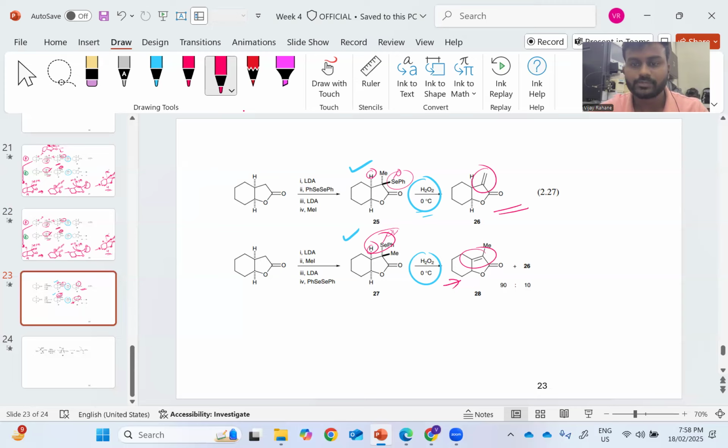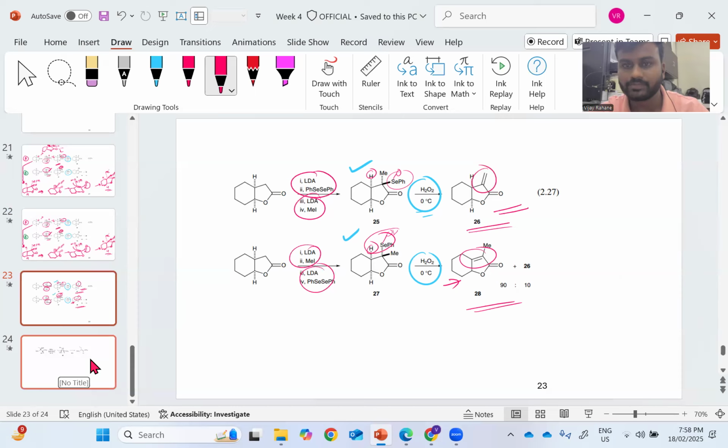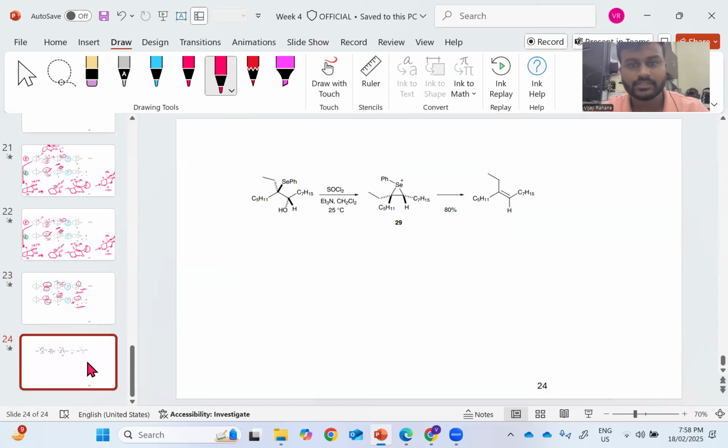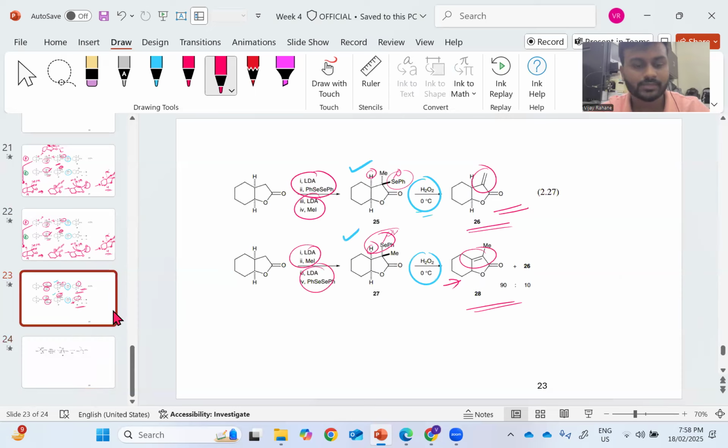We get two different products, and these two different products arise because of the stereochemistry difference between the two. So this difference in the addition sequence gives us the two different products. That's the reason stereochemistry is very important in the day-to-day life of a chemist. These were some of the problems that I have taken from the course, and I hope you will enjoy them.